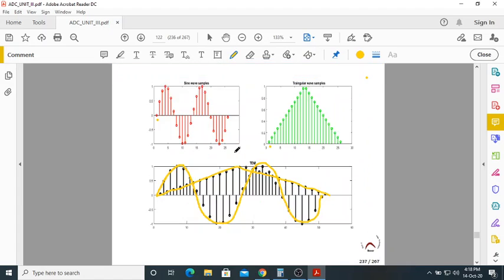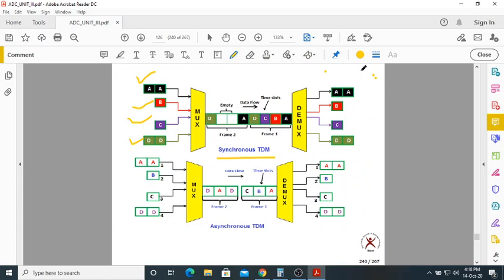Here we allocate a time slot to each and every user, whether the user has something to transmit or not. Whether the user has any information to transmit or not, we don't bother. We simply allocate a particular time slot to each and every user. Now let us take this example. Here, what is happening? User 1 is allocated a time slot and is transmitting A, the first symbol.